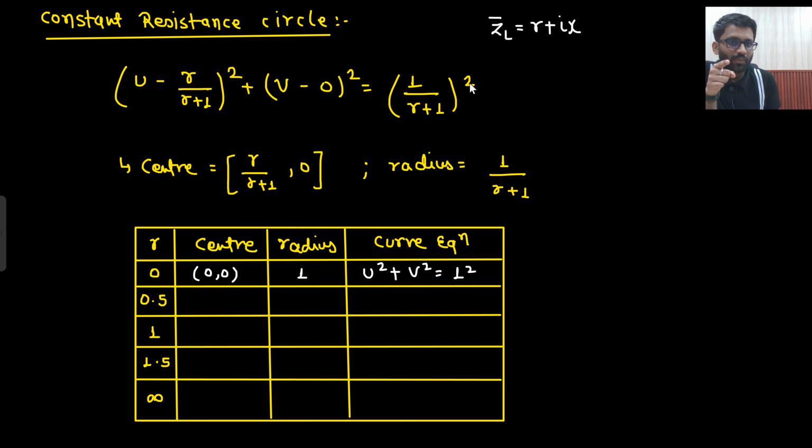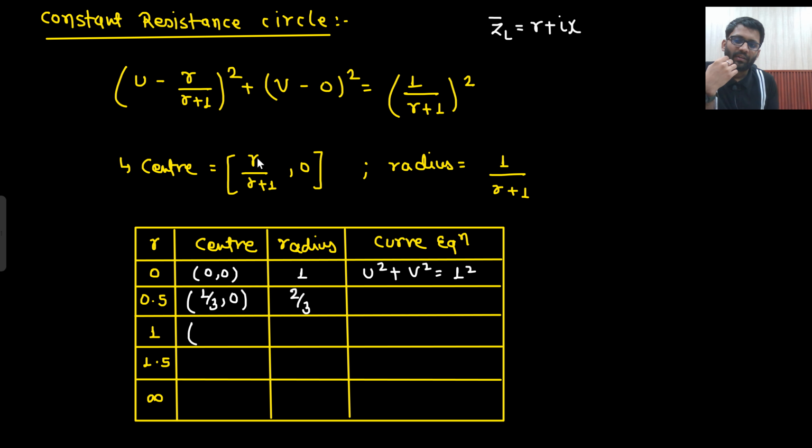Now the resistive part could be 0.5 as well. The resistive part of your normalized load impedance could be 0.5 as well. So if that is 0.5, what will be the center? 0.5 divided by 1.5, that would be 1 by 3 comma 0. Sorry, this is the center, not radius. And what will be the radius? Radius will be 2 by 3. Equation you can write down on your own.